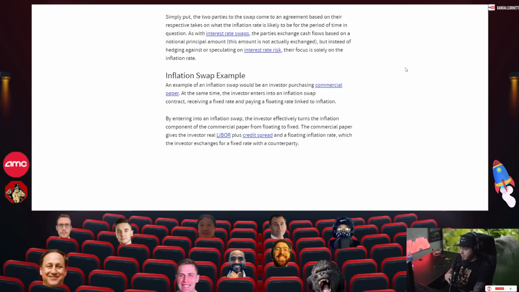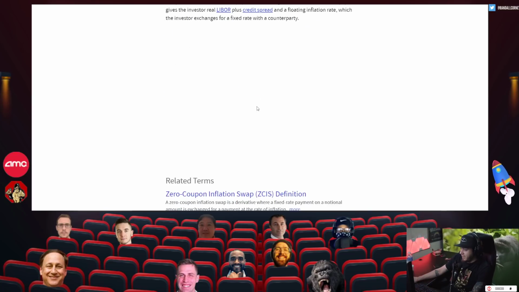So here's an example. An example of an inflation swap would be an investor purchasing commercial paper. At the same time, the investor enters into an inflation swap contract, receiving a fixed rate and paying a floating rate linked to inflation. By entering into an inflation swap, the investor effectively turns the inflation component of the commercial paper from floating to fixed. The commercial paper gives the investor real LIBOR plus credit spread and a floating inflation rate, which the investor exchanges for a fixed rate with a counterparty.